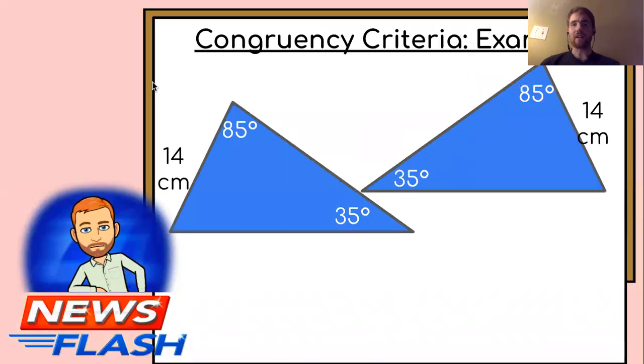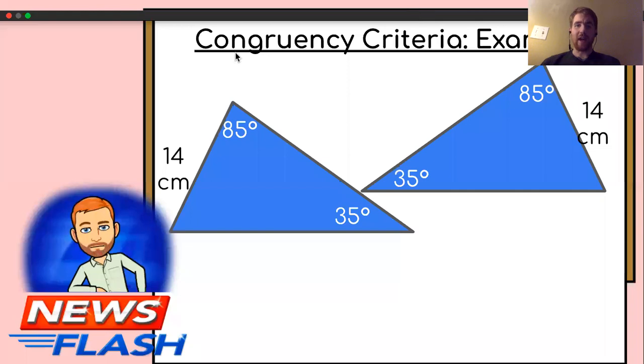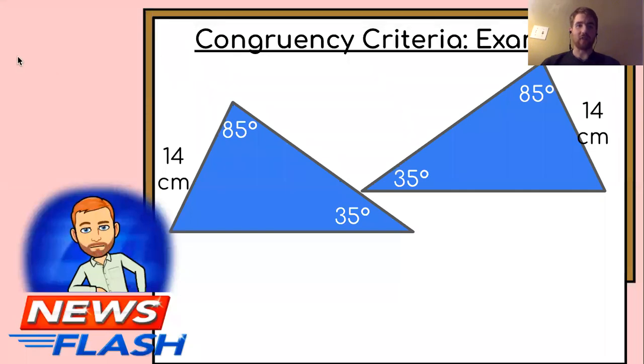All right, and finally, we have congruency criteria. This is probably one of the trickiest things we've seen just because it's so different than a lot of what we've done before. So what's important to know is that we actually have 4 different congruency criteria, and I'll write them on the side here.